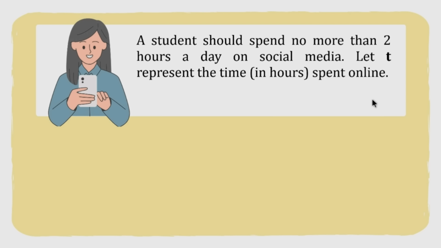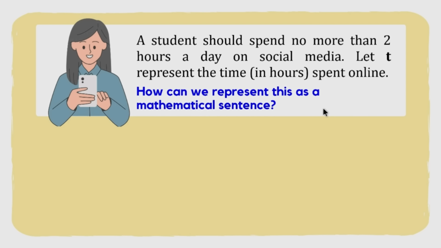Now, let's go back to our topic. How can we represent this as a mathematical sentence? Okay? So, we can represent this using this mathematical sentence. We can have t, of course, our variable. And then, we can now use this symbol. Okay, ito po, ang basa nito ay less than or equal. And then, we have 2.